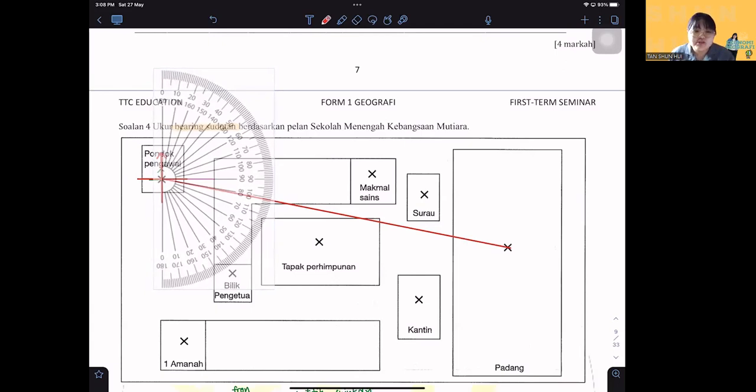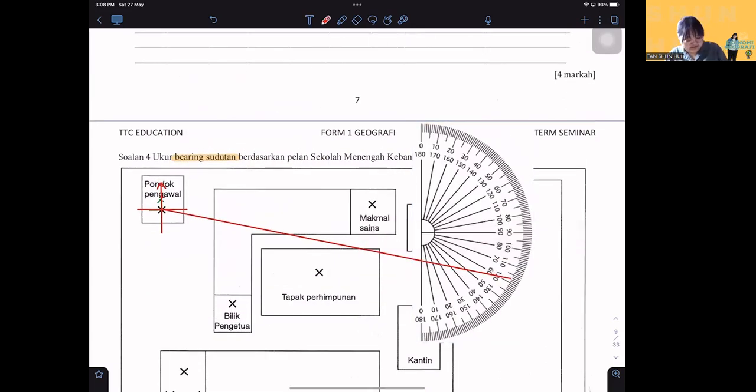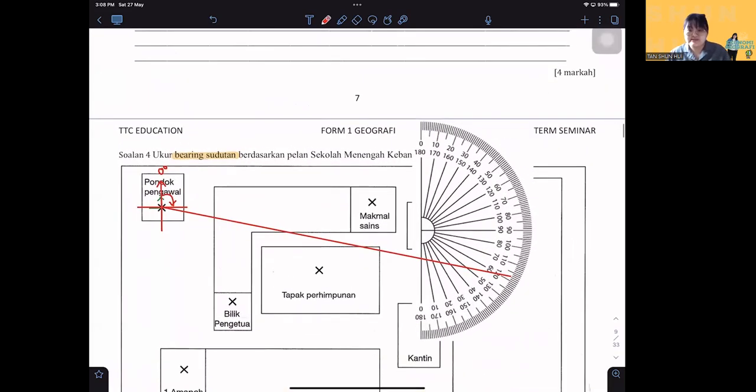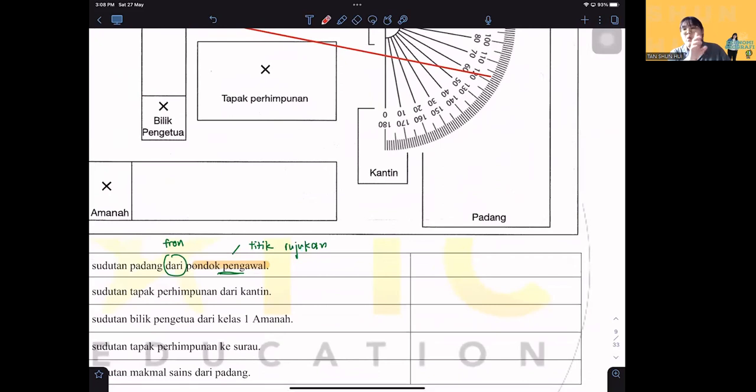The rest, how much did you get? Remember, always measure clockwise, and always begin with your zero at your utara. 101, okay. 105 cannot. 101 and 100 can be accepted. Your answer can only differ from your teacher's by 1 or 0.1. You cannot put too far away. How about 2?